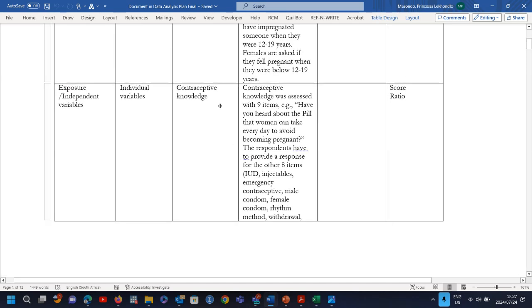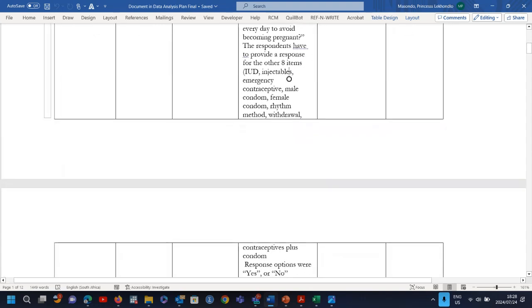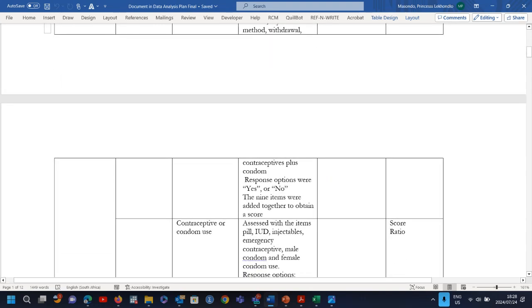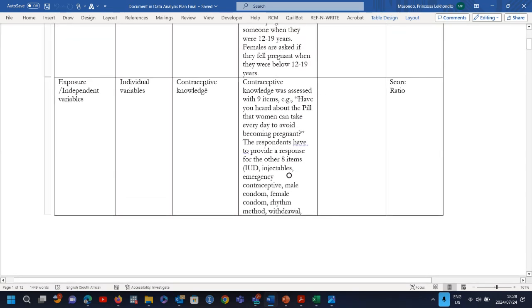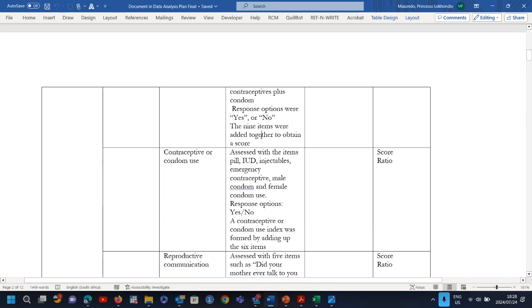When you go to your literature, you might find that there are different ways you can measure it. And you have to say, for this study, this is what you're going to write out here. For my study, I'm going to ask these questions. The response options are yes or no. And when I've asked them these 9 questions, what do I do? Because I want knowledge, they are added together. So you even say, when I've asked them these items, I'm going to add them together to obtain a score. So meaning, at the end, knowledge will just be a score.